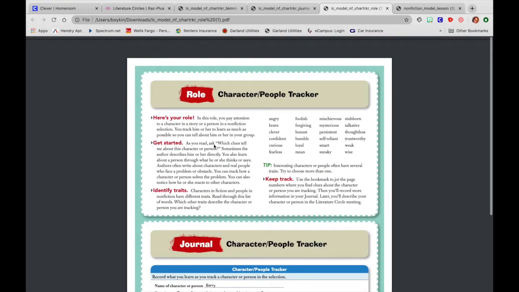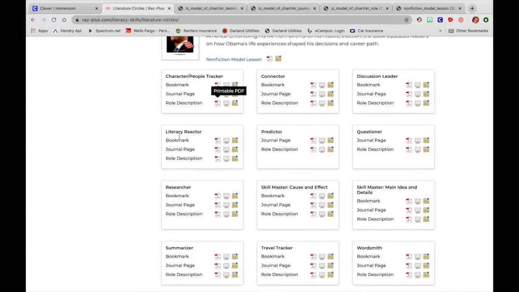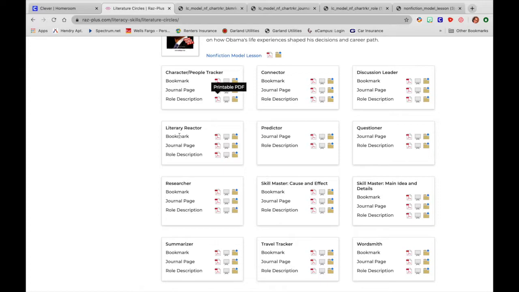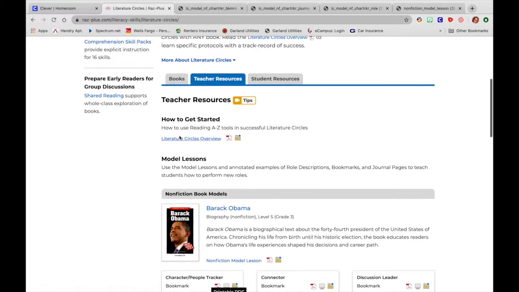So these are some resources that you have for every single role that the students will take on as they're in their literature circle. And in your literature circle, they are working as you're pulling a small group or as you're pulling an intervention group. They have all of the resources they need to run this group without you after you have taught them about their roles. So this is the modeled lesson.